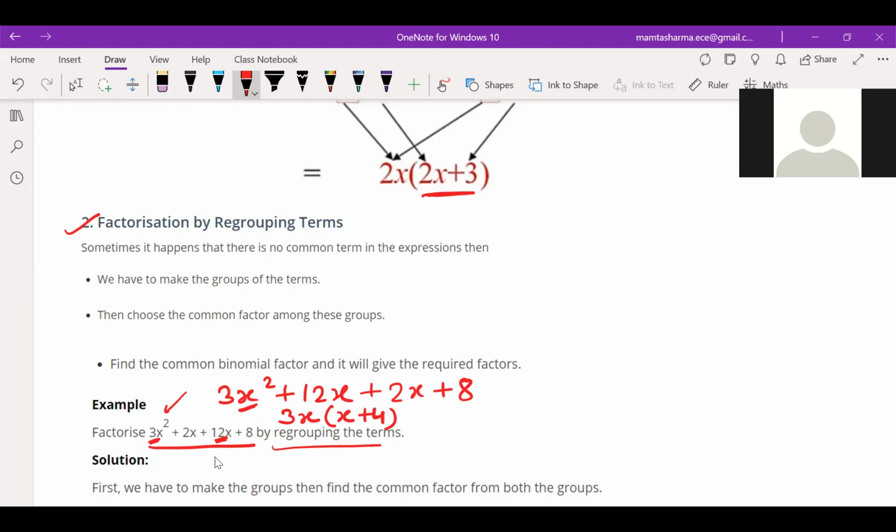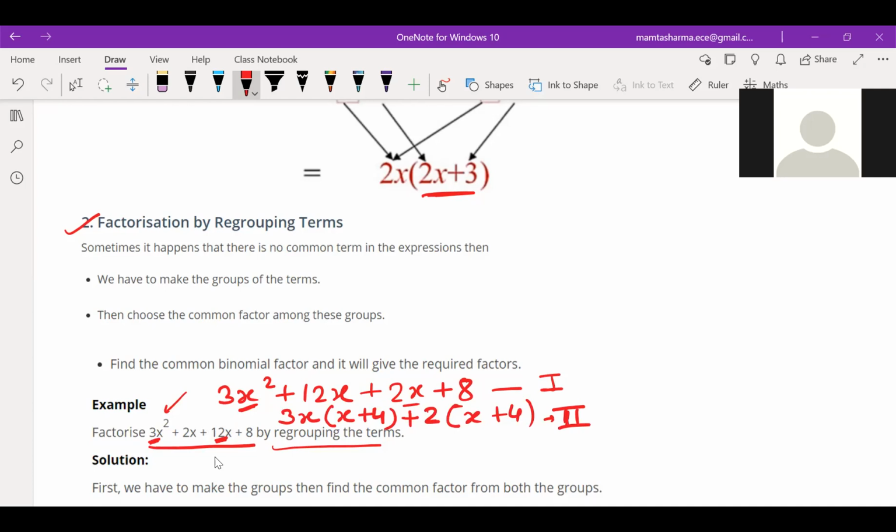Similarly, in the last two terms, what can be taken as common? 2 can be taken as common. And x can't be taken as common because x is not present in the last term. So take 2 as common. You will be left with x plus 4. 2 4s are 8. Now this is the first step: grouping. Second step is taking common.